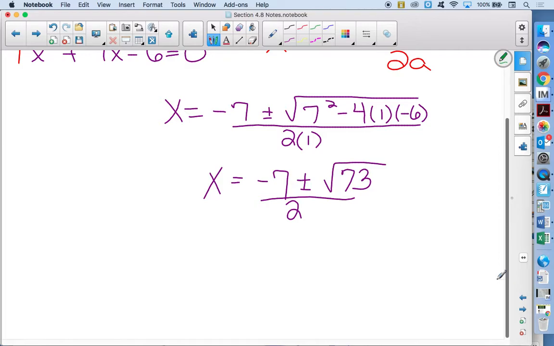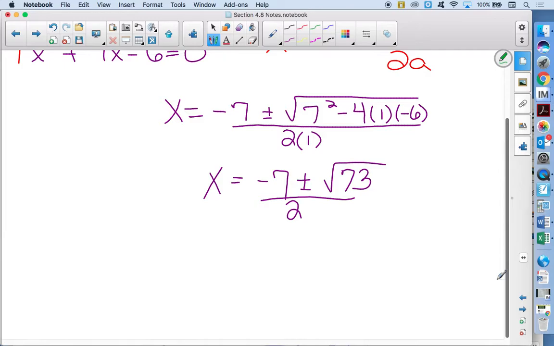One solution is negative 7 plus the square root of 73 divided by 2. The second solution is negative 7 minus the square root of 73 divided by 2. But you'll never be asked to write them as separate solutions. Even though it looks like one answer, there's still 2 there because of that plus or minus. We would have gotten the exact same answer if we completed the square. We can't factor it because it's not factorable, so this is the only other way to solve it without just totally using the calculator. That's ugly. That's it.